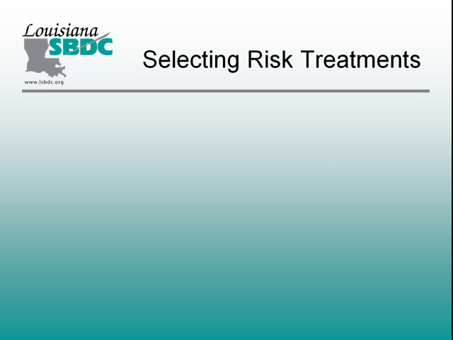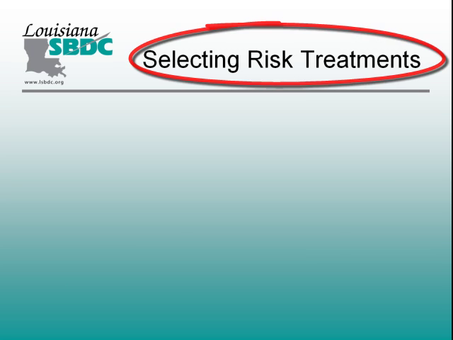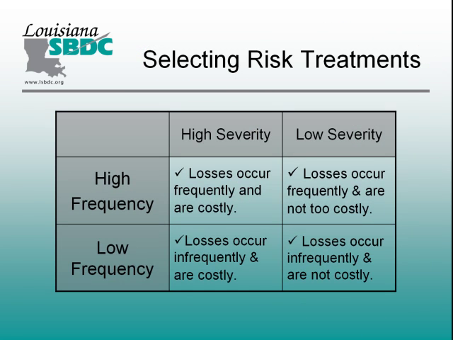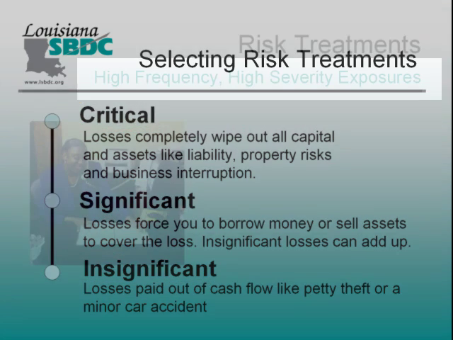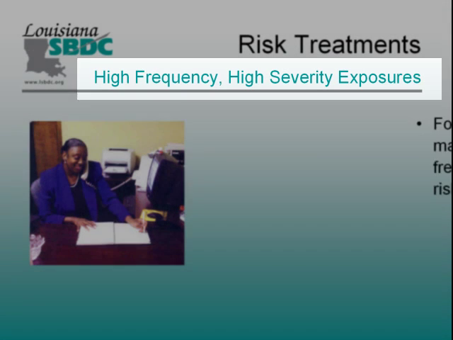Let's take a look at how to select the right treatment for each risk. Referring back to video 3, measuring and prioritizing risk, you created a master frequency and severity table where you placed each risk in one of these quadrants. You also classified each risk as insignificant, significant, or critical on a ranking of risk graph. Let's begin with high frequency, high severity loss exposures.